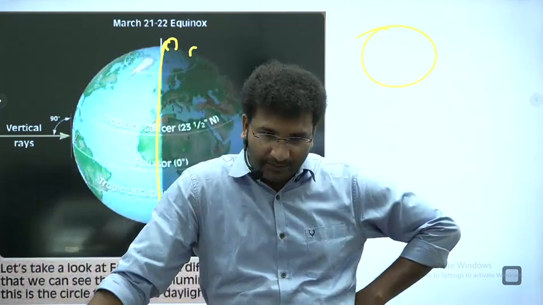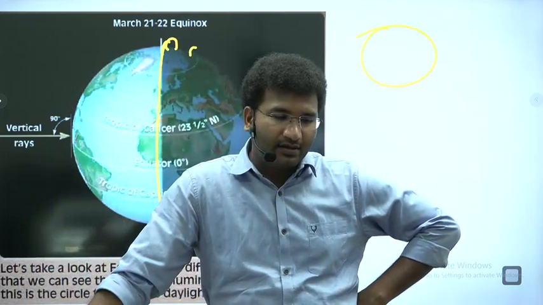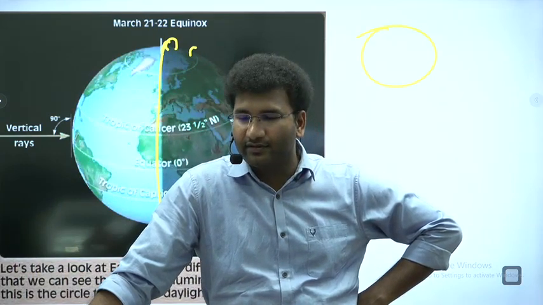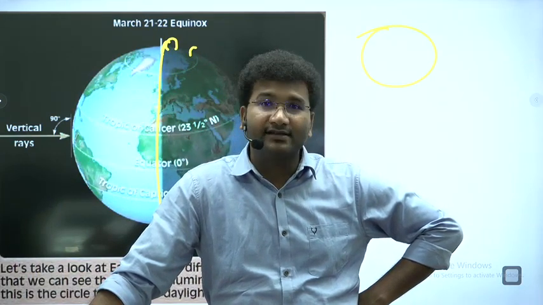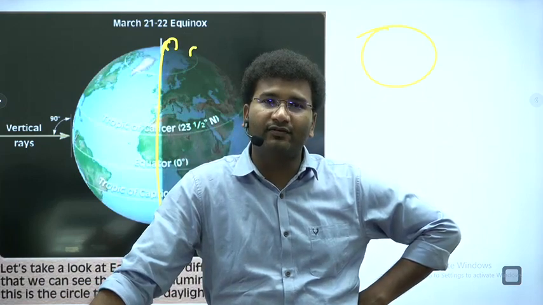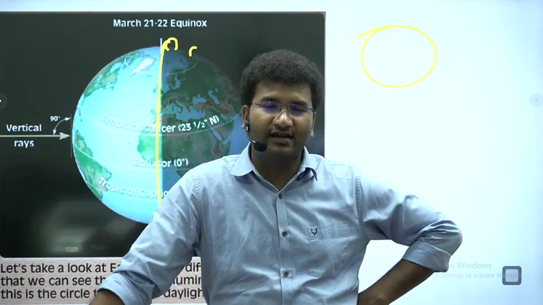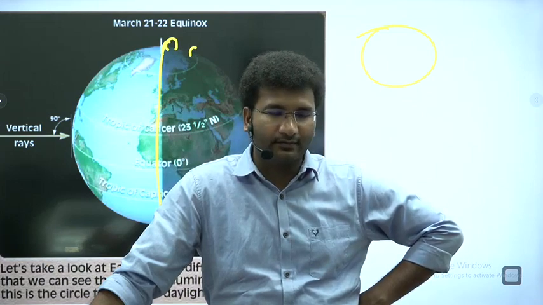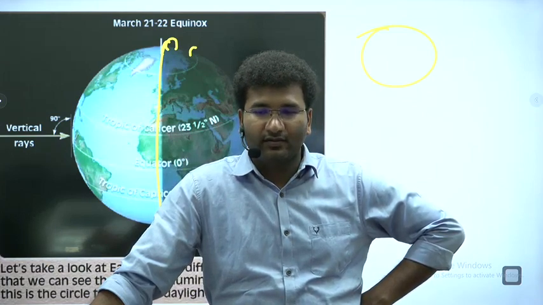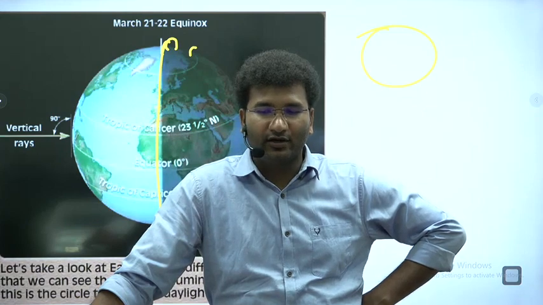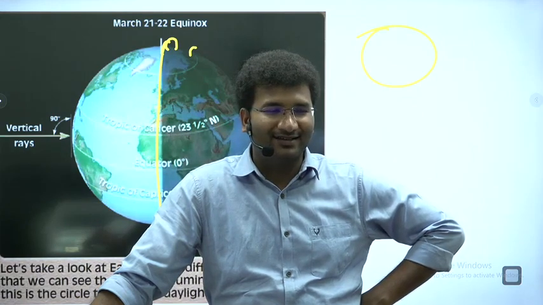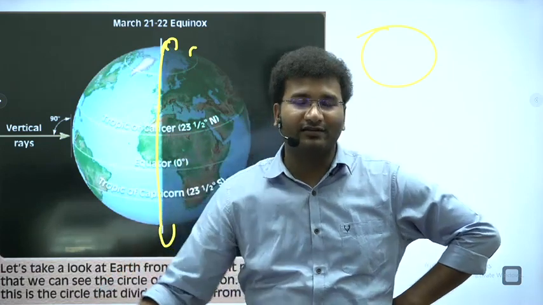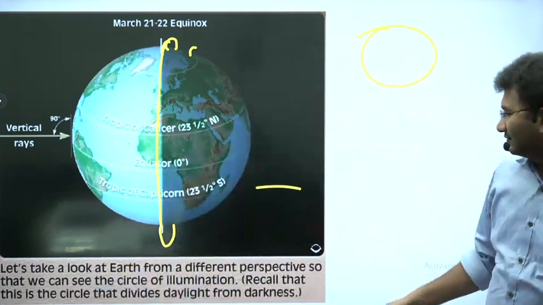And comma, the axis also makes an angle of 66.5 degrees with what? Tell me. It is the orbital plane of the earth. With the orbital plane of the earth.